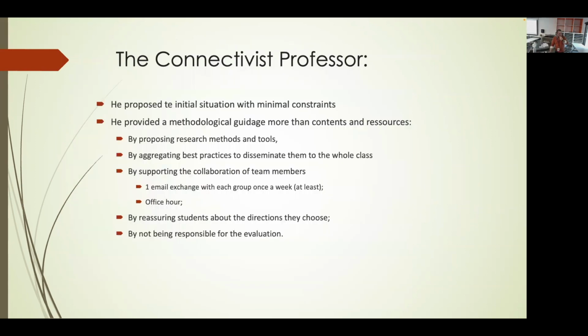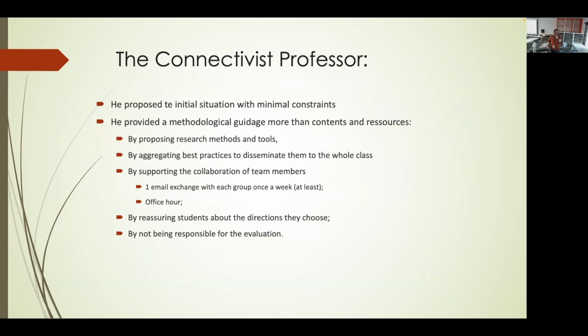So that's what we did. And what I did, I proposed this initial situation without any more information, and I provided guidance. I proposed a research method and tool. I had to meet every group every week, and I gave feedback to each group every week by email or video.